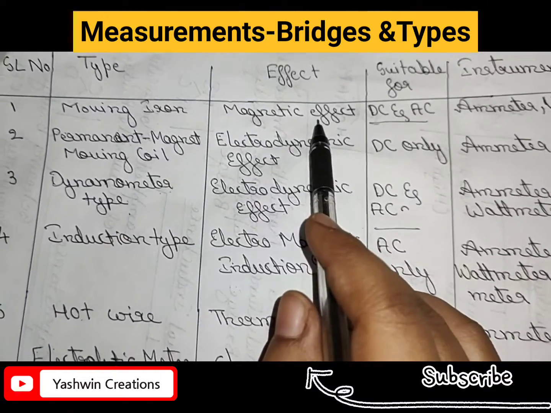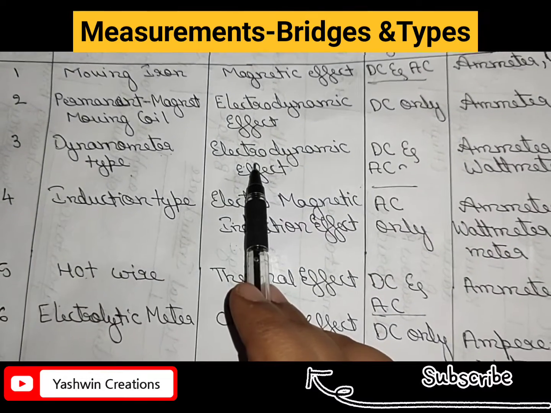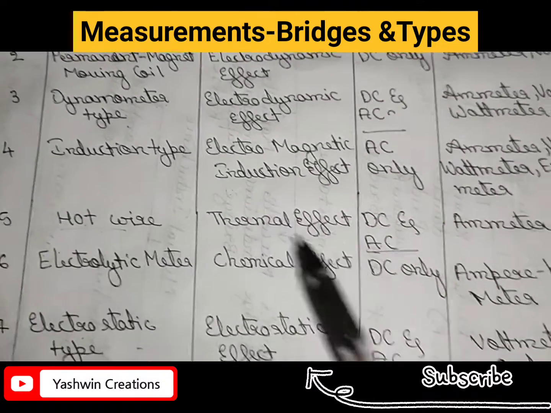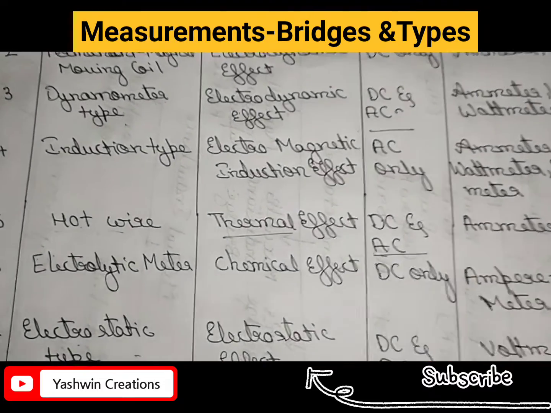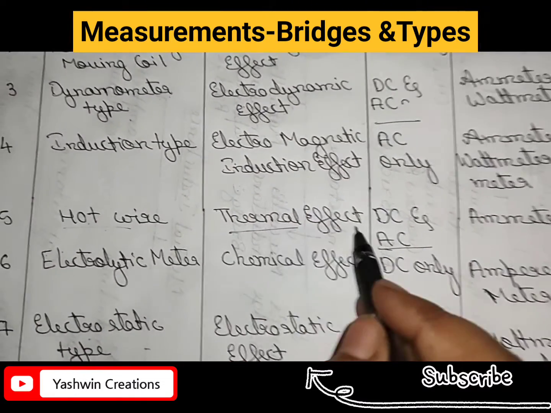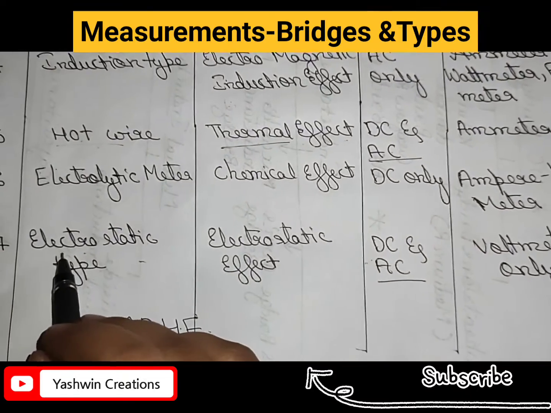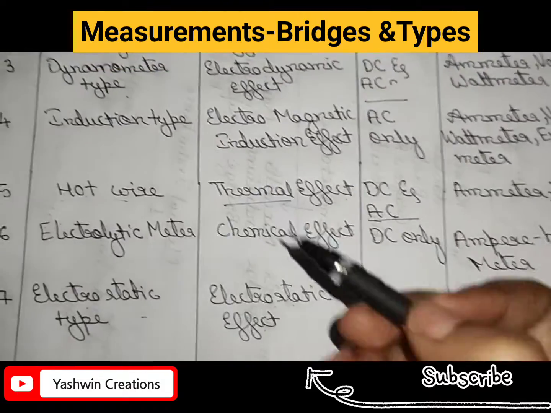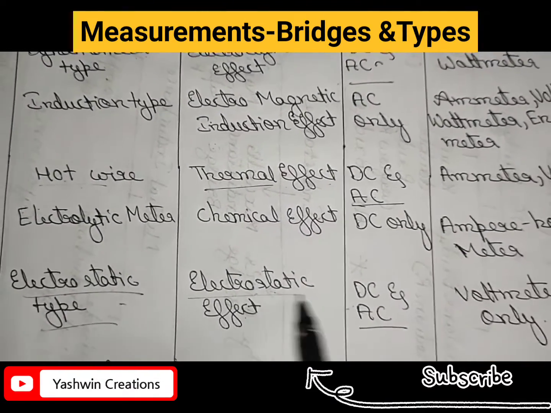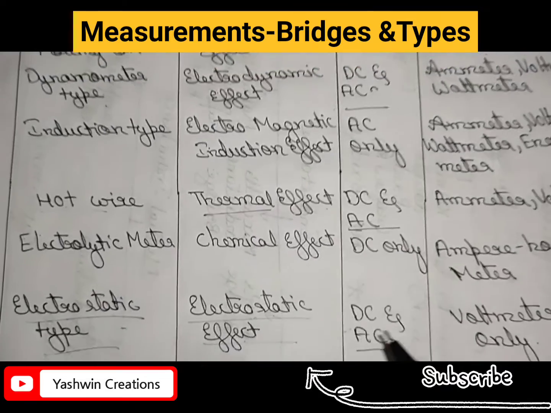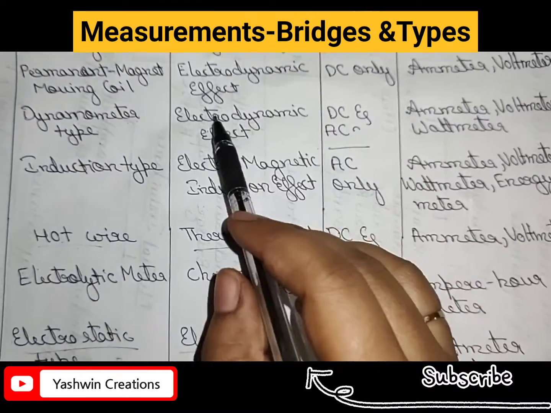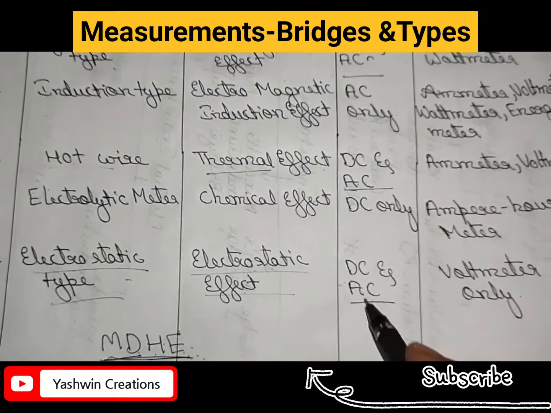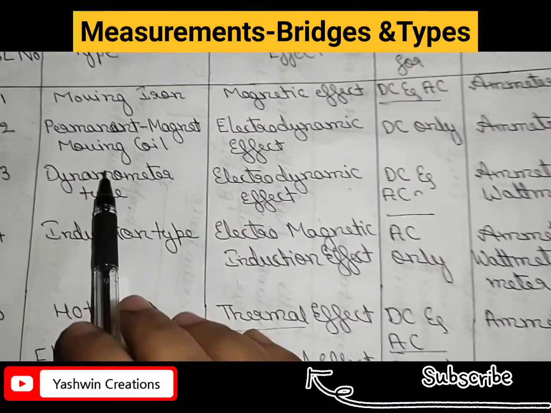For moving iron, magnetic effect; for dynamometer, electrodynamic effect; and for hot wire, thermal effect. Thermal means heat. Remember it like that. And the electrostatic type has the electrostatic effect. No need to remember this separately; if you remember the types, you can remember the effects also. So magnetic effect, electrodynamic effect, thermal effect, electrostatic effect. Now DC and AC is completed.